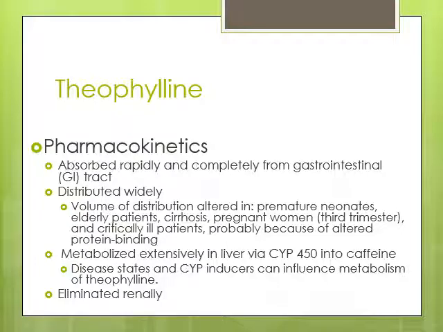With pharmacokinetics, it's absorbed rapidly and completely from the GI tract. It's distributed widely, and the volume of distribution is altered in premature neonates, elderly patients, cirrhosis, pregnant women, primarily in their third trimester, and critically ill patients, and this is probably because of altered protein binding. It's metabolized extensively in the liver via the CYP450 into caffeine, and if you have disease states and CYP inducers, it can influence metabolism of theophylline, and it's eliminated renally.